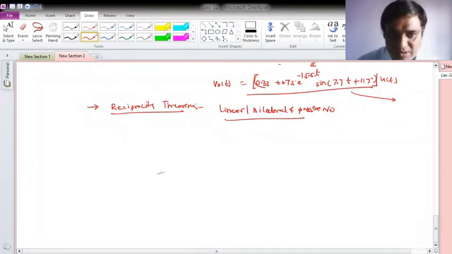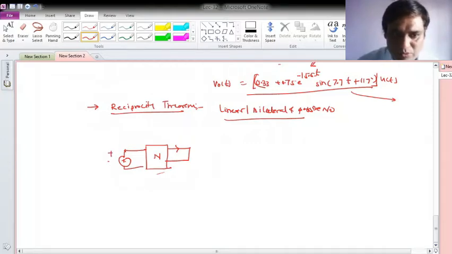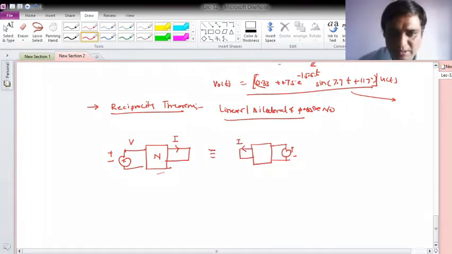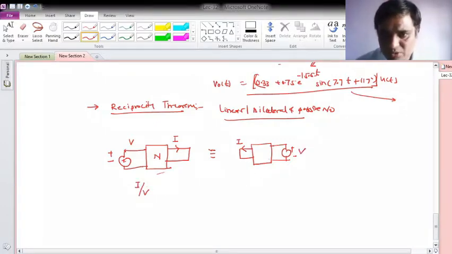For example, if I have a network N, to this I have applied this voltage like this, and I measure the current here. Now let me exchange the input and output terminals. So I will apply the source at this side, and I will measure the current here. Then I take the ratio of response to excitation, I upon V for this, and for this also the response is I and the excitation is V, so both will be equal.